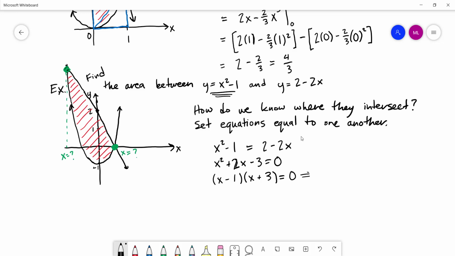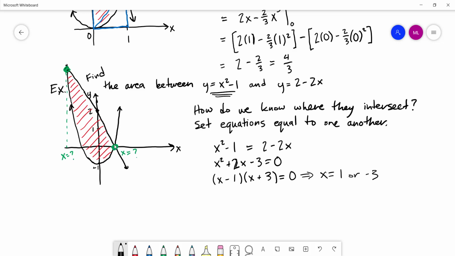And out of that, we wind up with figuring out that x is going to be equal to either 1, if this is the part we set equal to 0, or -3, if this is the point. Sorry, this is the one that we get set equal to 0. And so that's what we wind up with.